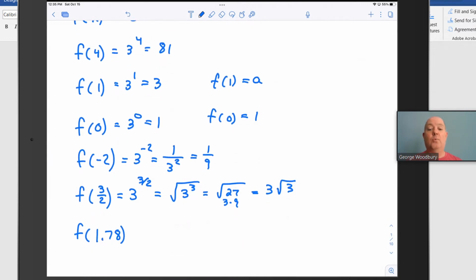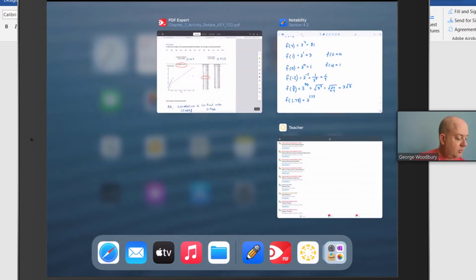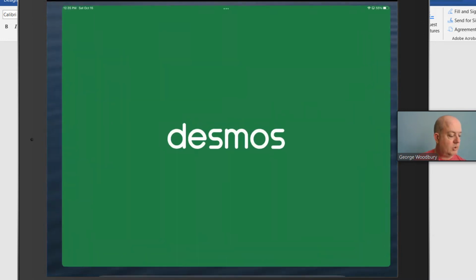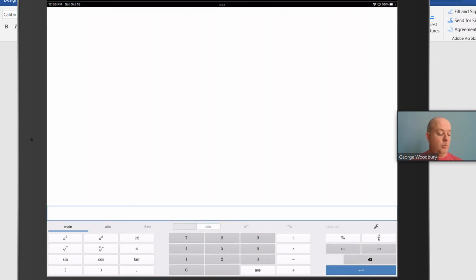Finally, f of positive 1.78. I don't have a trick for doing that one. Here we need to go to our calculator. So let me open up Desmos. There we go. And again, I want to raise 3 to the 1.78 power. So I'm going to type 3. And then right here, there's this key that says a to the b power. I want to use that. And that moves the cursor up to where the exponent would be. Now I type in 1.78.